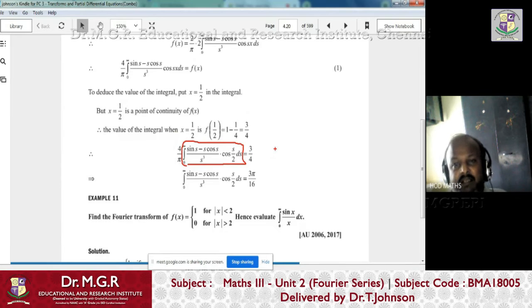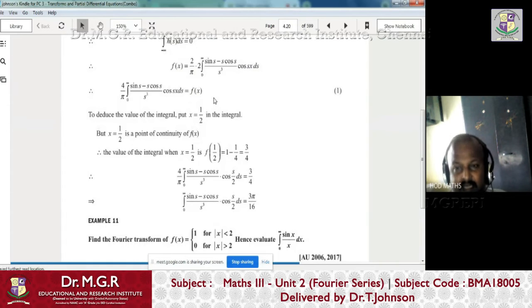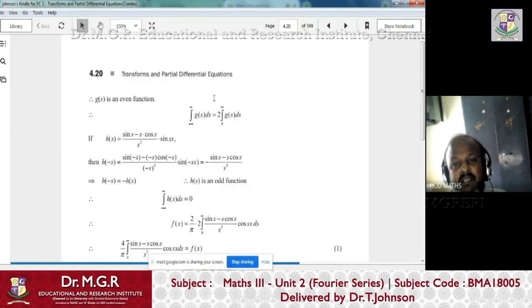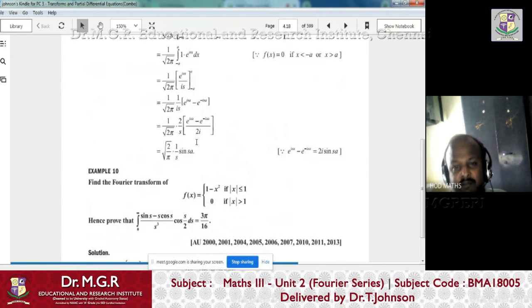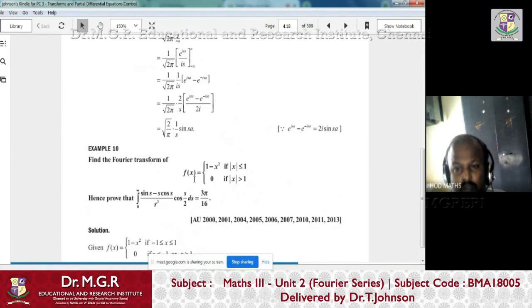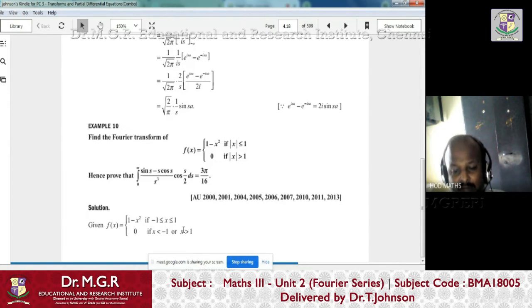But you have to look at one more thing. What is there on the other side? The other side is f of x. So when you substitute x equals 1 by 2, on the right hand side also you have to substitute x equals 1 by 2. So you have to find what is f of 1 by 2. How to find? Very simple, because in the problem itself, f of x is defined. F of x is equal to 1 minus x square when x lies between minus 1 and plus 1, and it takes the value 0 in the other range.